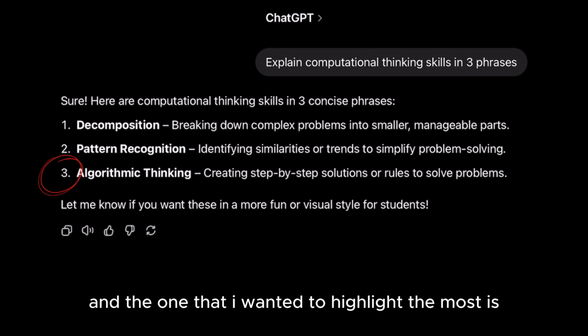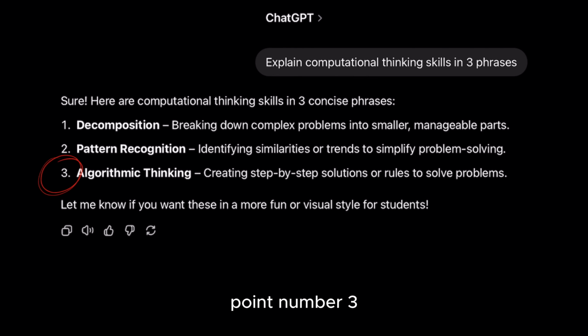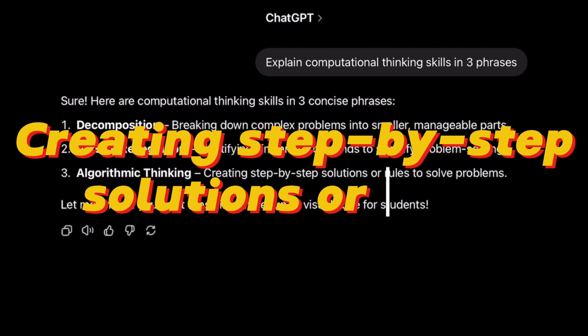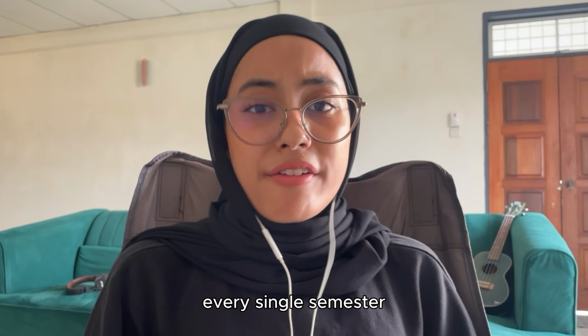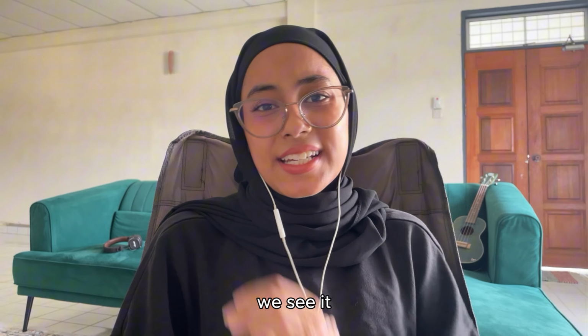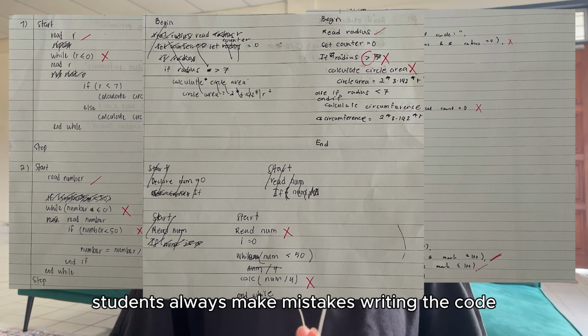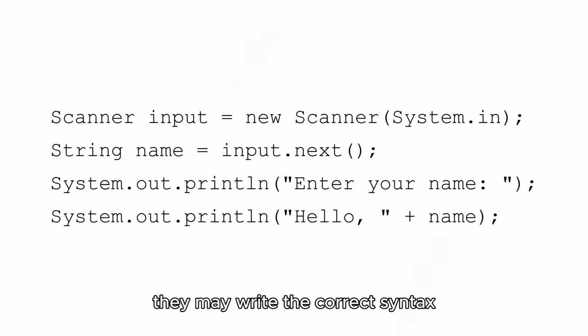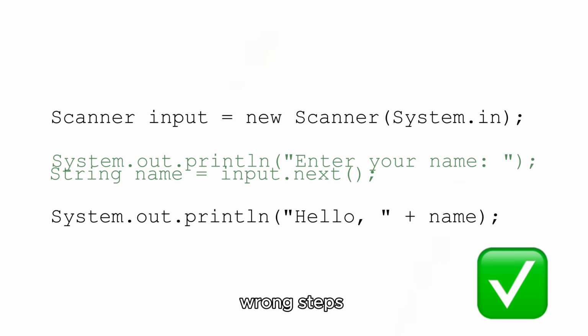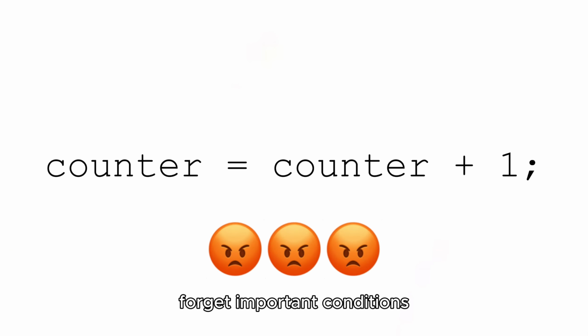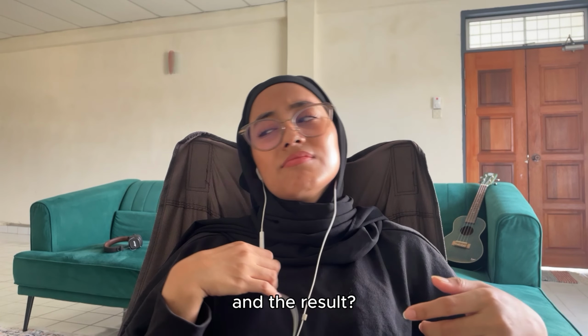And the one that I wanted to highlight the most is point number 3, creating step-by-step solutions or rules to solve problems. Every single semester, we see it again and again. Students always make mistakes writing the code. They may write the correct syntax, but wrong steps, or forget important conditions. And the result? Let's not talk about it.